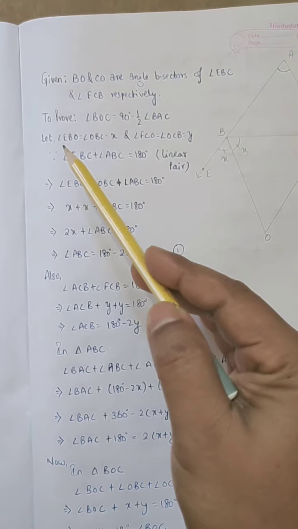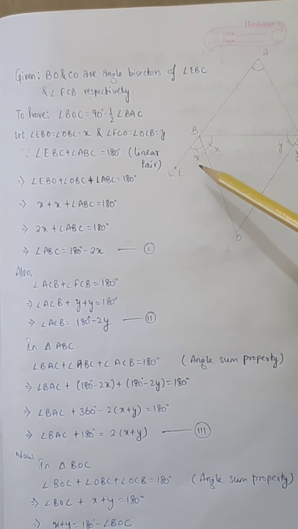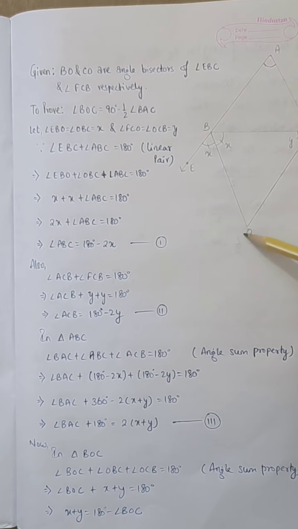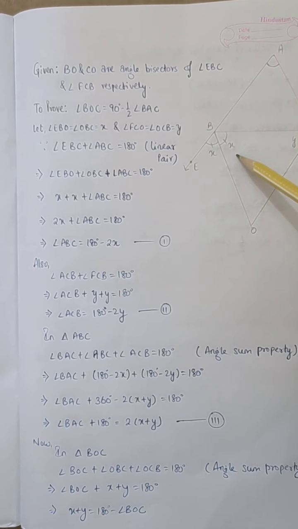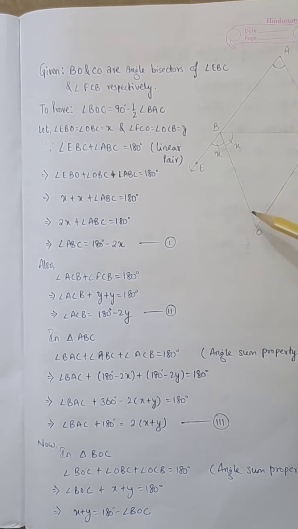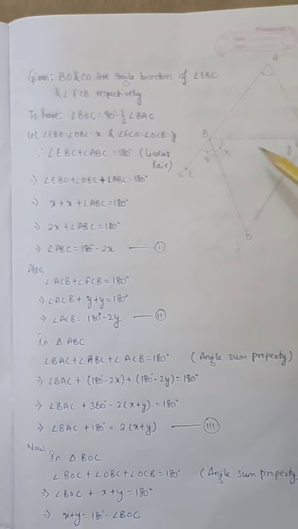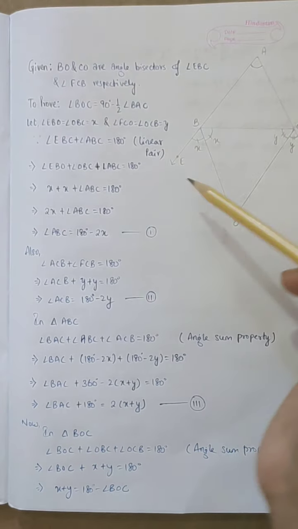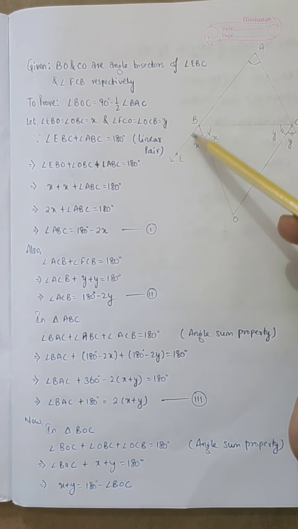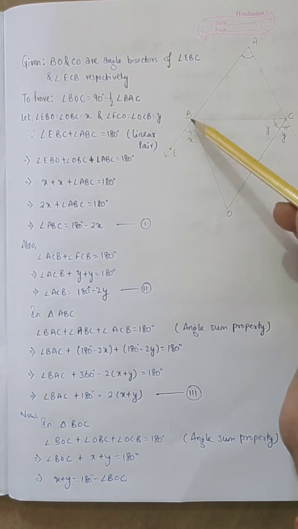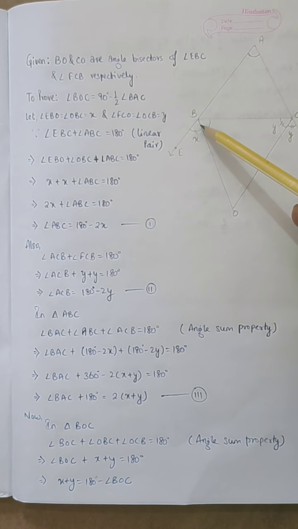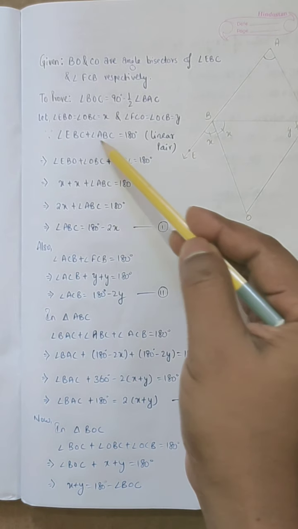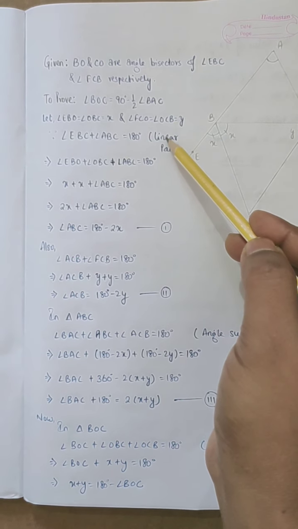Now let us take angle EBO and angle OBC as x, because they are equal. BO is the bisector, therefore these two are equal. Similarly, this one we have taken y and y. Now we have angle EBC. Angle EBC plus angle ABC is equal to 180 because they are a linear pair.